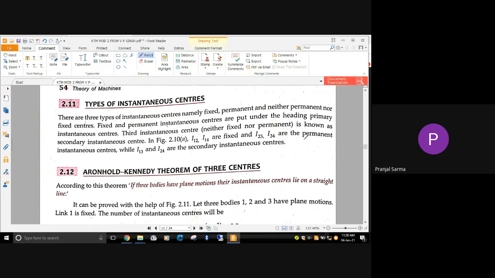Okay, thank you. Similarly, there are certain words for the types of instantaneous center: we have permanent, we have fixed, and neither permanent nor fixed type. You will be able to understand this while we solve the problems. Basically, permanent means it is at a particular location. Fixed means it will be undergoing a particular relationship, but the position may vary. And neither permanent nor fixed will be a secondary kind of instantaneous center.